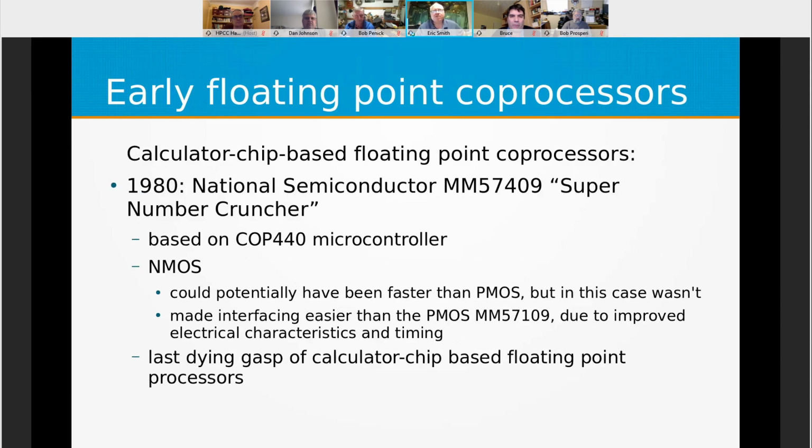In 1980, National introduced an updated version of it, the 57409, which they called a super number cruncher. It was not pin compatible, wasn't a drop-in replacement. It was NMOS, so it was a little bit easier to interface. And that was essentially the last dying gasp of calculator chip-based floating point processors. I'm not aware that this was designed into any products at all. I suppose it must have been, because I was able to buy a few of these chips from a reseller, but they're very uncommon. All these chips are uncommon now, but as far as I know, this one was uncommon even back then.